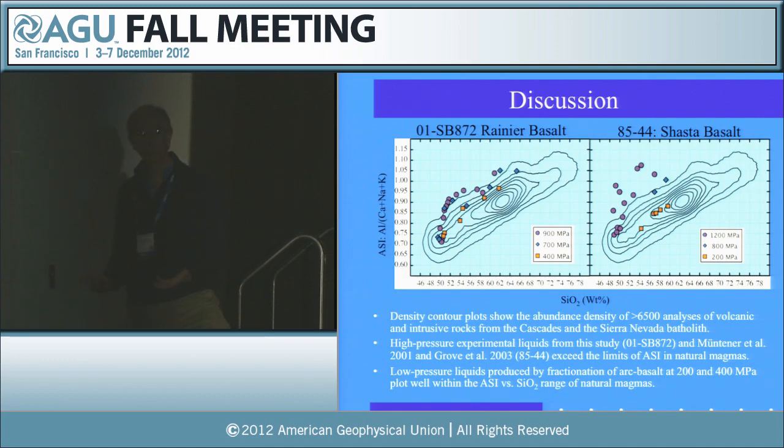Another possibility, and this would also be controversial, is that common parental arc basalts are a lot drier than we think they are. So they saturate with plagioclase much earlier. So there are things to work on here that will be interesting to develop. Thank you.